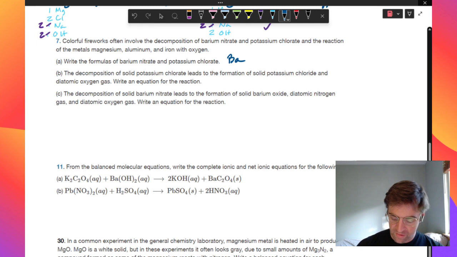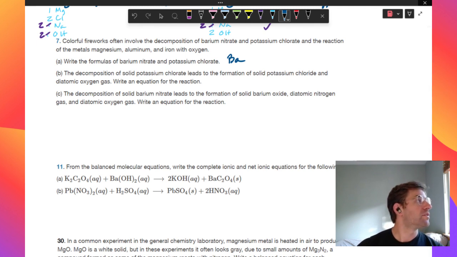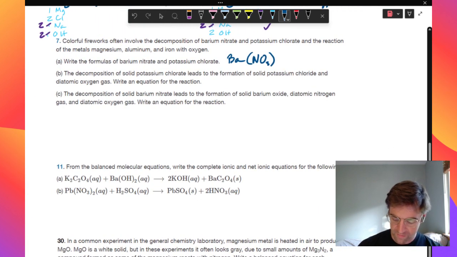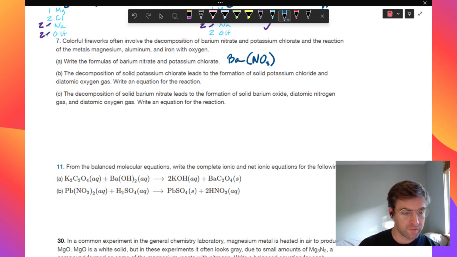Barium nitrate. So barium, looking at our periodic table, has a +2 charge on it. Nitrate has a negative charge on it. So we're going to need 2 of those. I think I misunderstood the question here.